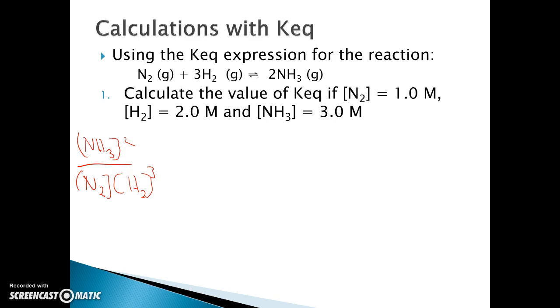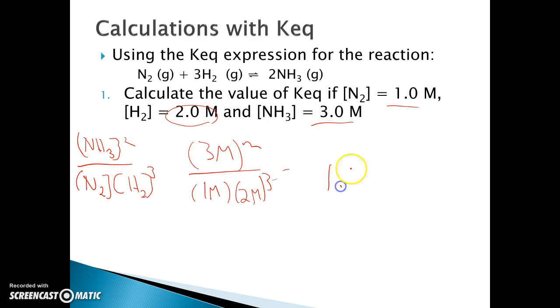So for this first one, we just plug in the numbers. For NH3, we're using 3 molar, and we square it, over the concentration for N2, which is 1 molar. We don't have to do anything to that. And the H2's concentration is 2 molar, and we need to cube that. You do that math, and you should get 1.125. That's your K equilibrium. There's no unit on this number because the molarity units all cancel. So let's move on to the next one.